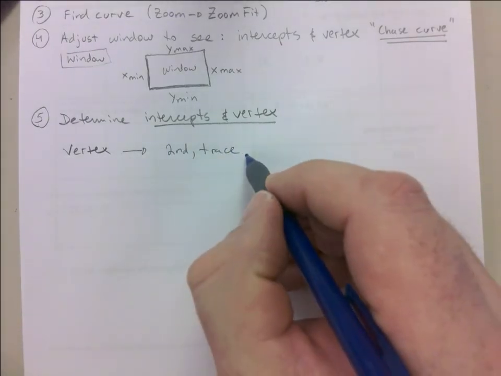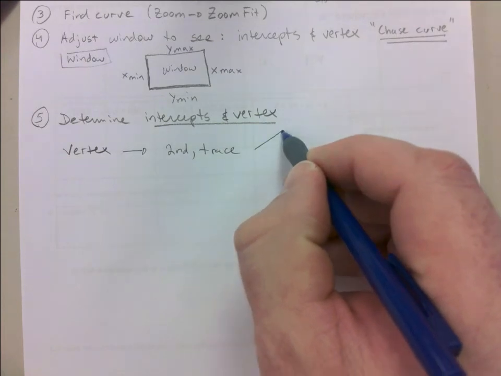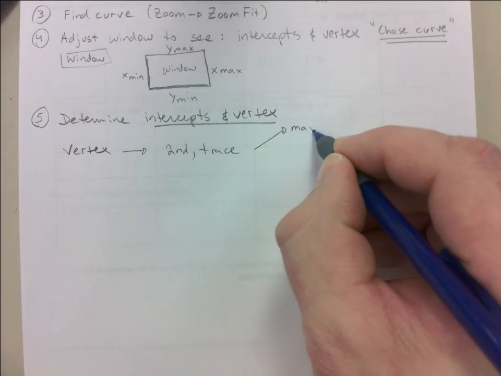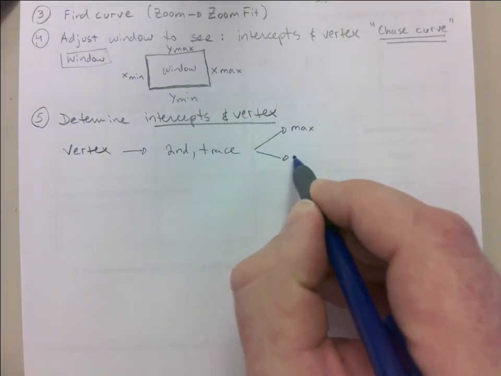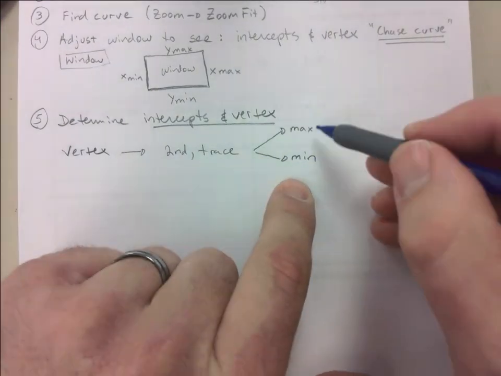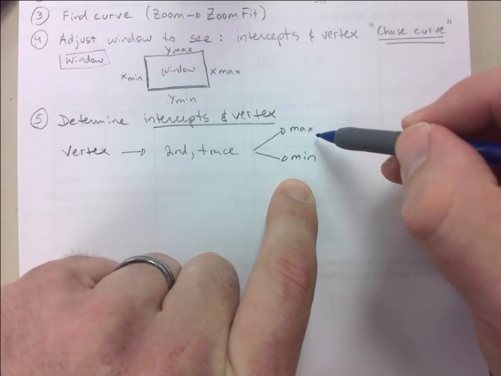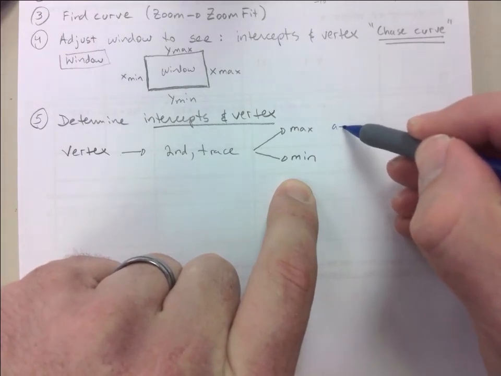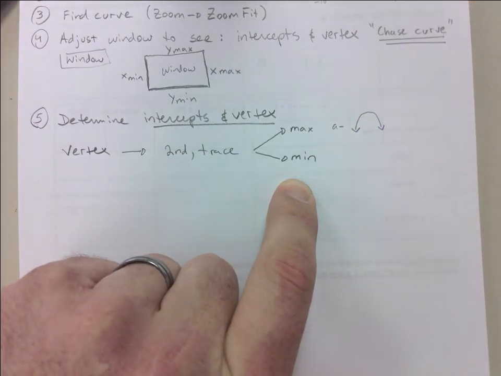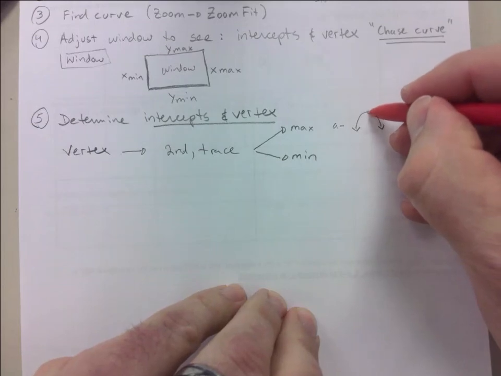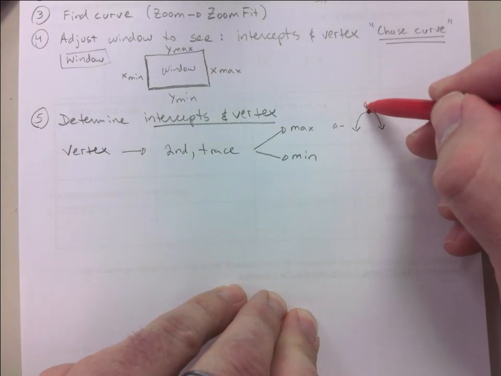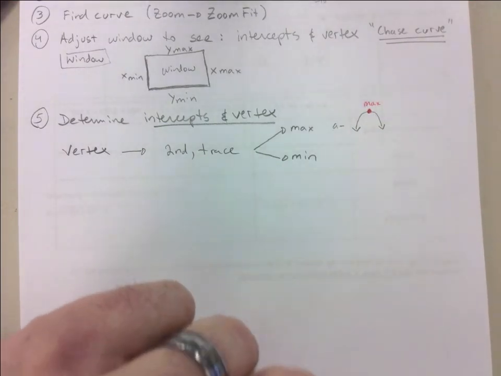Second trace, then you have to determine, are you going to use second trace max, or are you going to use second trace min? When do you use second trace max to find your vertex? It's when A is negative and your curve does this. In this case, your vertex is the highest, the max, right? So you're going to find it there.